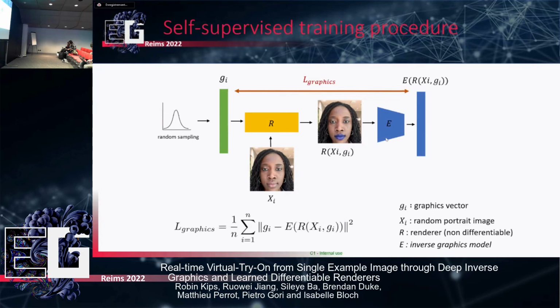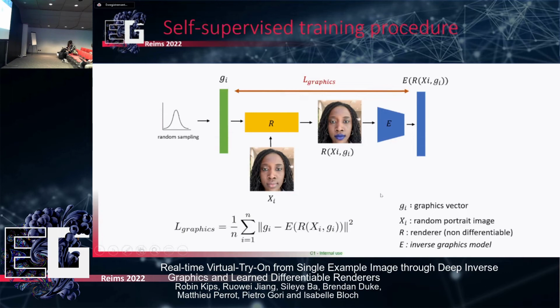And so the first training pipeline that we have is that we just compare the two graphic codes using the L2 norm. So here G_i is the graphic code, X_i is the random portrait image, so it's the source image. R is a renderer, and E is our inverse graphic encoder, and we have this loss that we are minimizing for training.